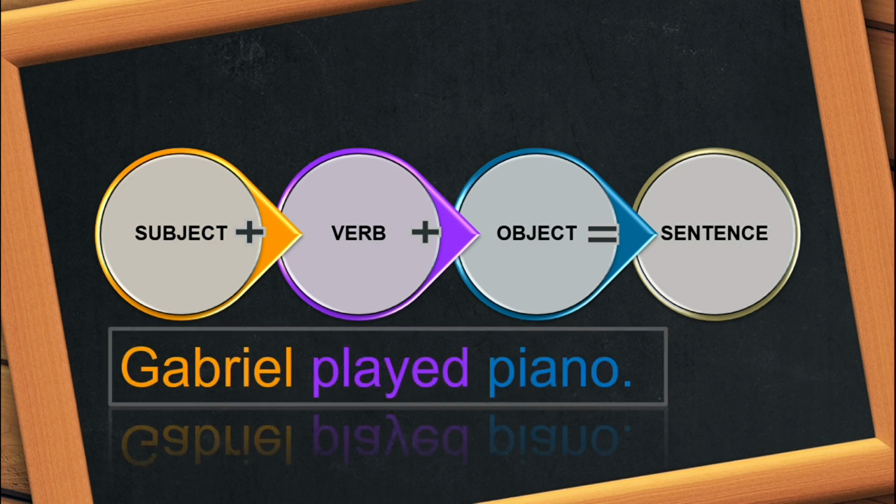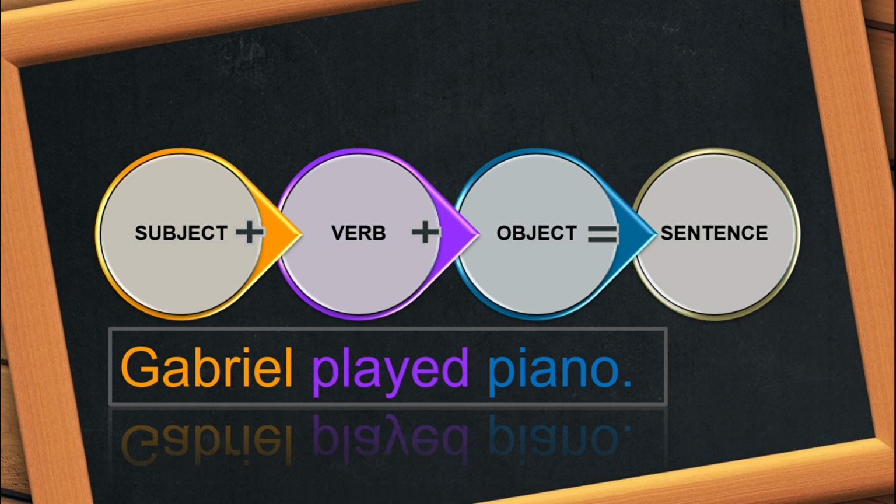So the example here is Gabriel played piano. Gabriel is subject, played is verb, and piano is an object. So when you add these 3 things together, the result is your sentence. So in each and every sentence, there is a verb, there is a subject, and there is an object. But in few cases, there is an absence of object. Like if I say, Gabriel plays. In this case, there is no object, and the meaning of the sentence also changes. So we'll understand that step by step, how can we use a sentence with object and without object.